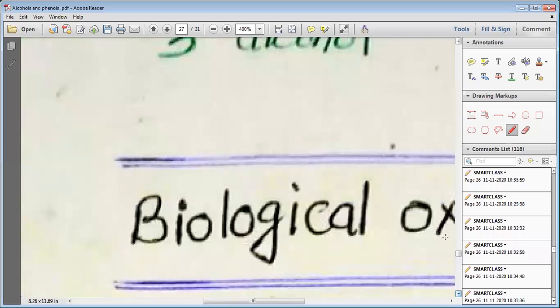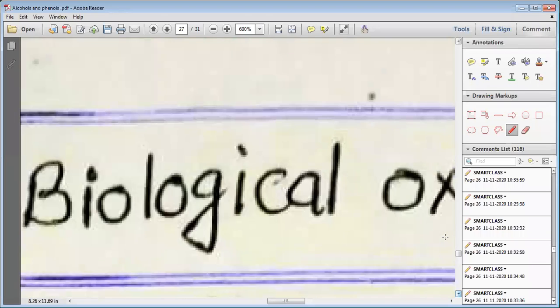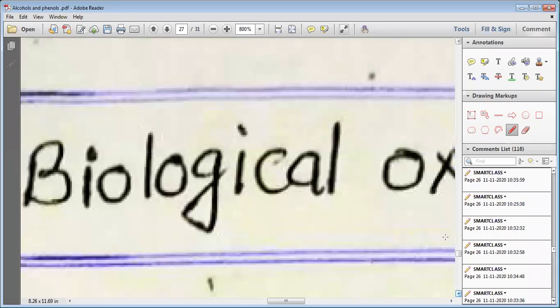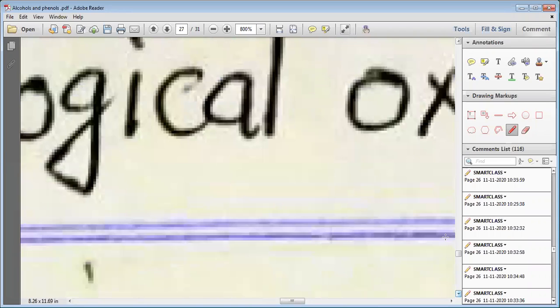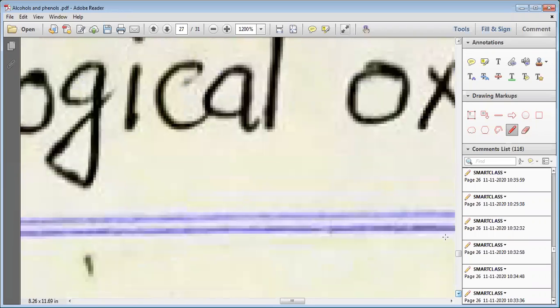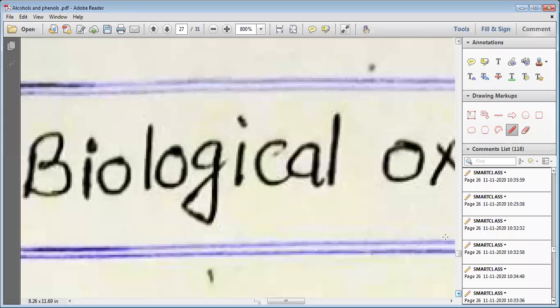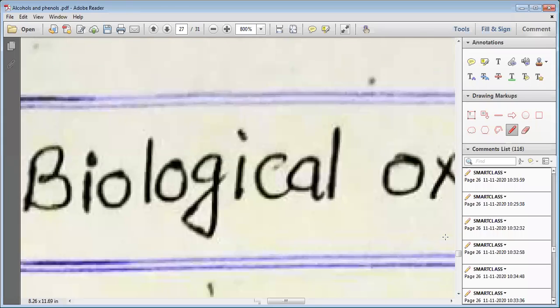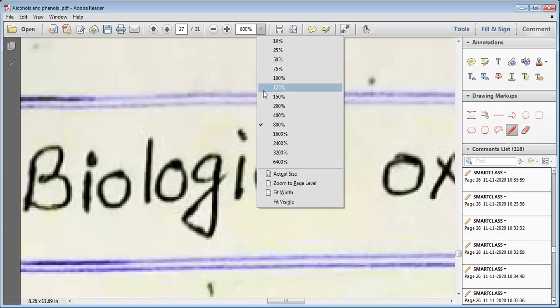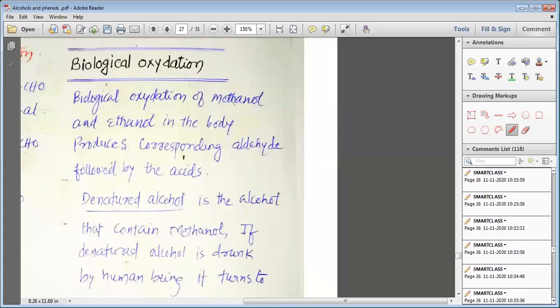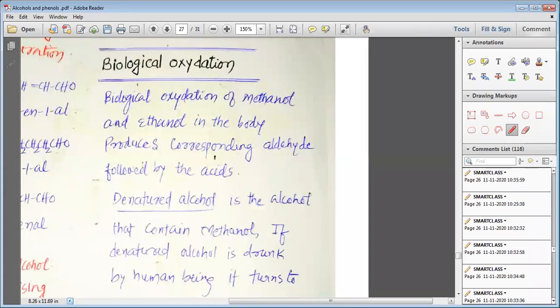My dear students, I'm sorry, there is something wrong with this machine. I'm not able to handle it well. Just 1 minute. Give me some time. I shall correct it. Yes, it's done. Sorry, I apologize for this.